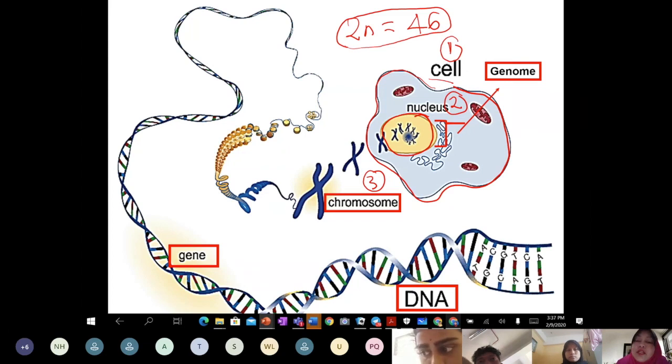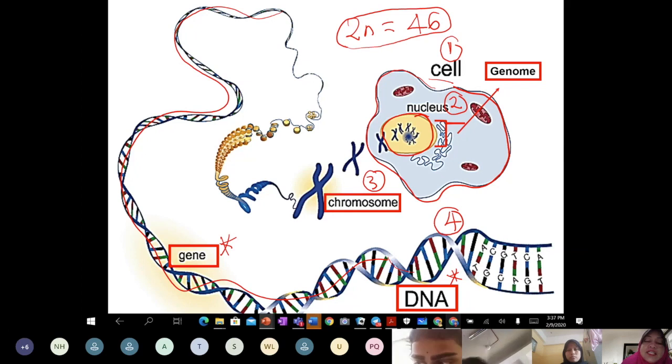So number 1, number 2, number 3. Then you see gene, DNA, and nucleotide. Which comes first after chromosome? What can you see, class? This double helix shape. So number 4 will be DNA. On the DNA you have many genes. So maybe this is your gene.